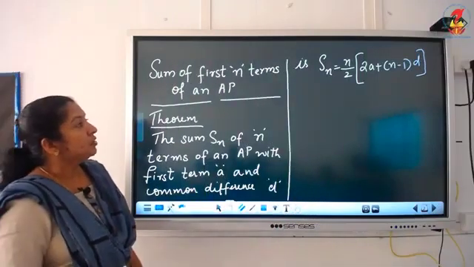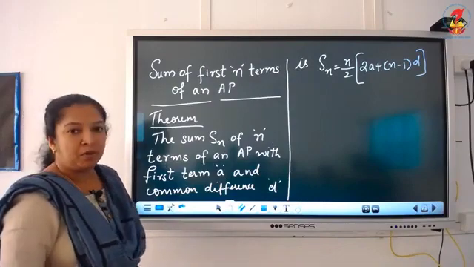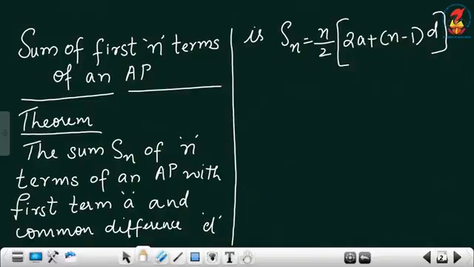The sum of first n terms of an AP. Theorem: the sum Sn of n terms of an AP with first term a and common difference d is Sn is equal to n by 2 into 2a plus n minus 1 into d. Sum of first n terms of an AP is Sn is equal to n by 2 into 2a plus n minus 1 into d.